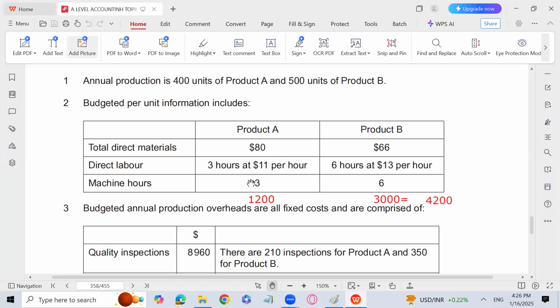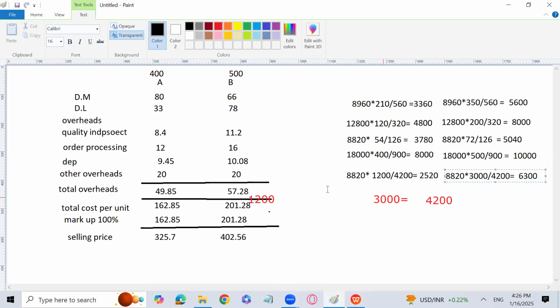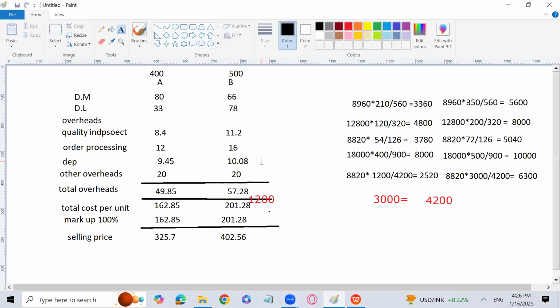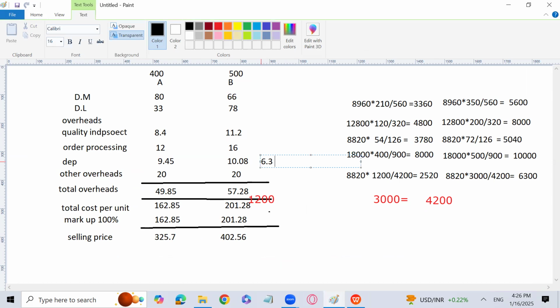How come? 400 into 3, 1200, and 500 into 6, 3000. 4200, yeah, 4200 is fine. No, that becomes 4,200 hours. We are talking about machine hours, actually. So machine hours are 3 and 6. Yeah, no problem. Next is now 2520 divided by 400. 6.3 is the per unit for this, and then 6,300 divided by 500, 12.6.